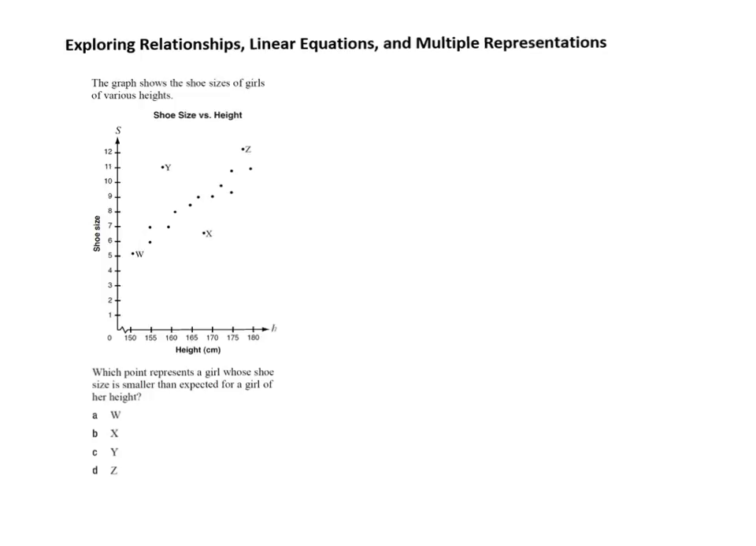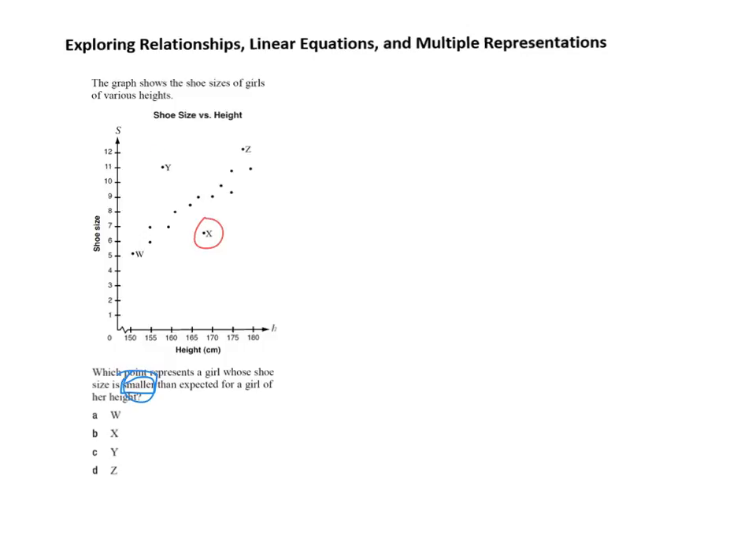So if we were to answer this question, which point represents a girl whose shoe size is smaller, that would be our key word here, smaller than expected for a girl of her height. So if we look at the data, we can see there's a couple of points that stick out.